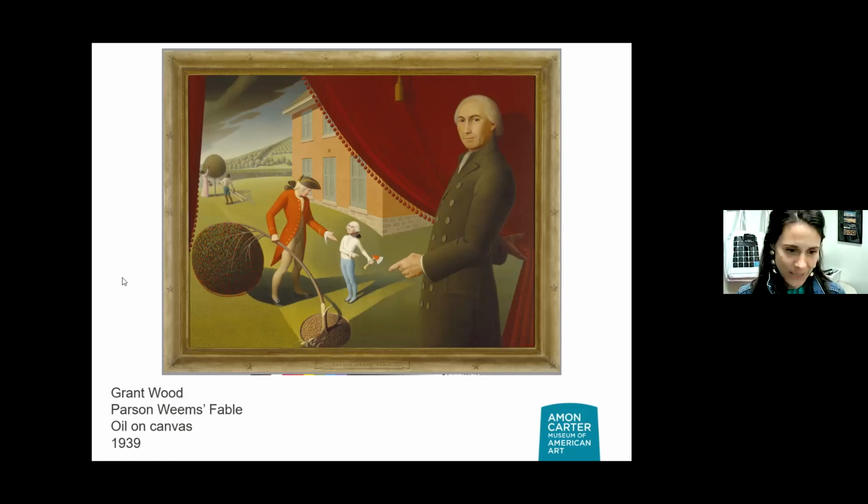But it's also, look, it's painted in 1939. A storm's coming. What's that storm? World War II. World War II. Okay. So Grant Wood is creating this Parson Weems fable artwork as kind of a call to patriotism within the United States. Fascism was on the rise. The world was very aware of what was happening or where we were heading. And so this was a way to remind Americans what it means to be American and what it means to take pride in your country.